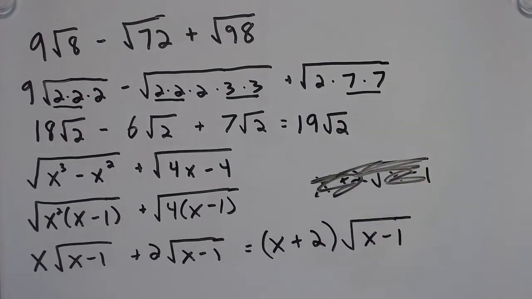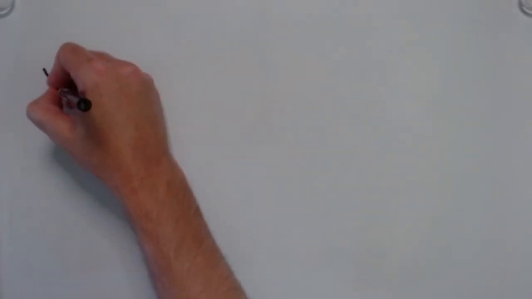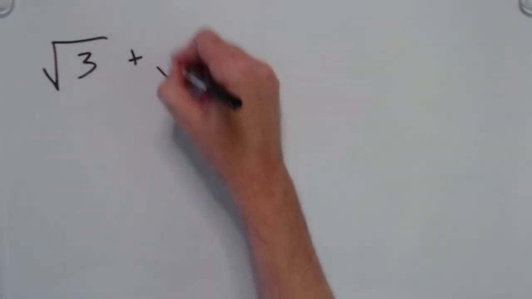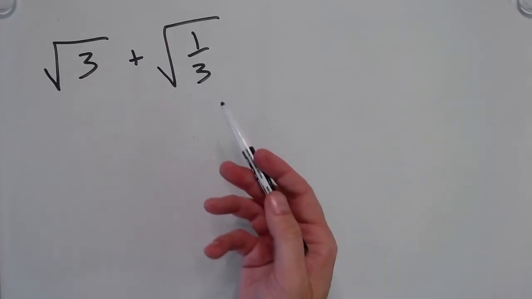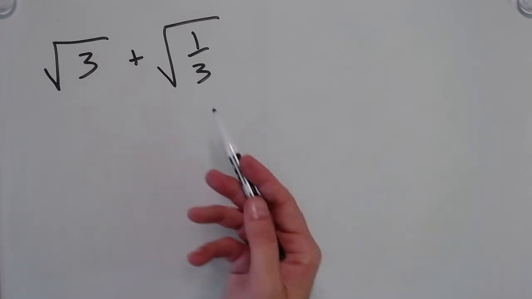All right, let's clean this off and do one more bonus sneaky problem. All right, I think we've got plenty of space for this one. We're going to take the square root of 3 plus the square root of 1/3. Oh boy. So clearly we don't have like terms. So how can we manipulate this to actually add these two radicals together?